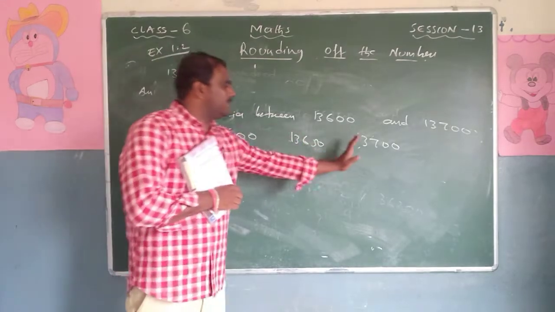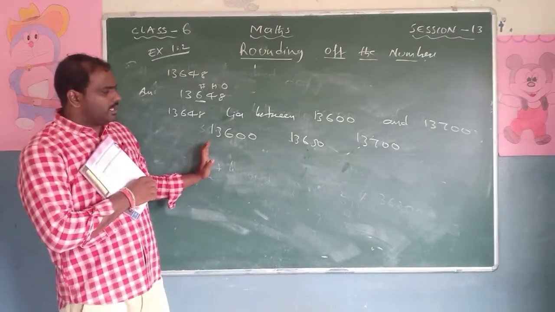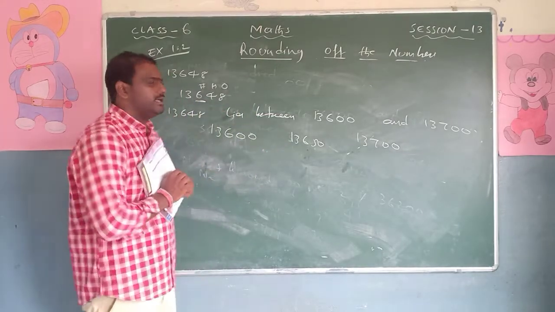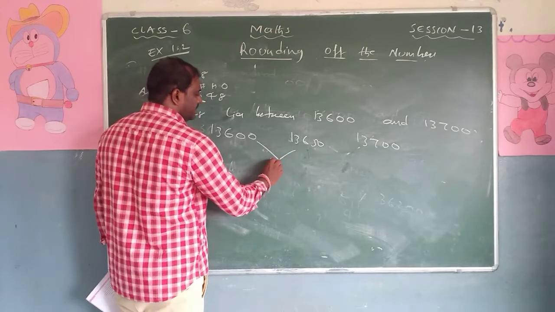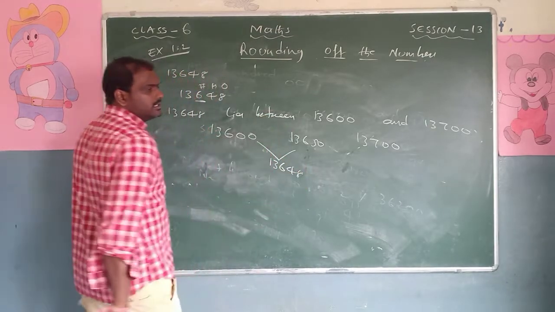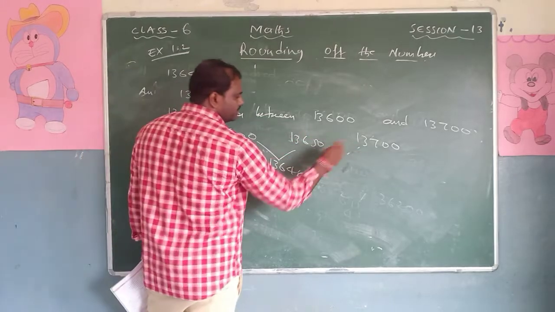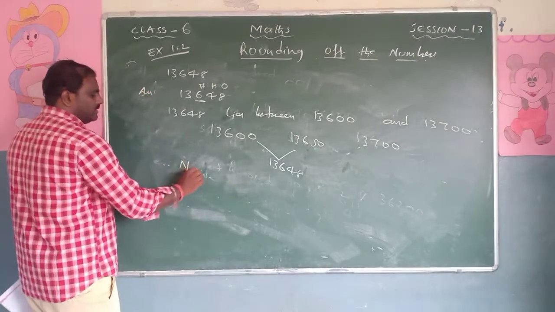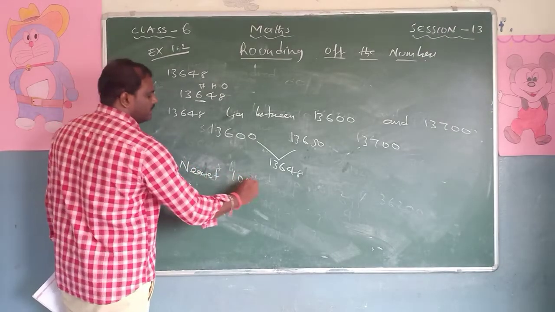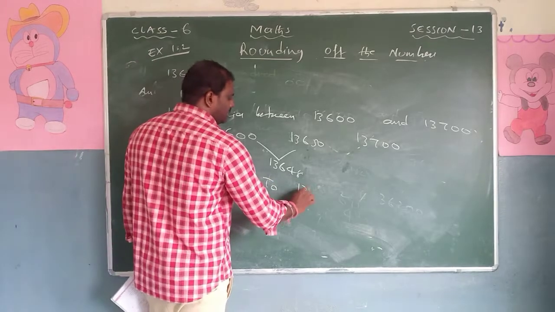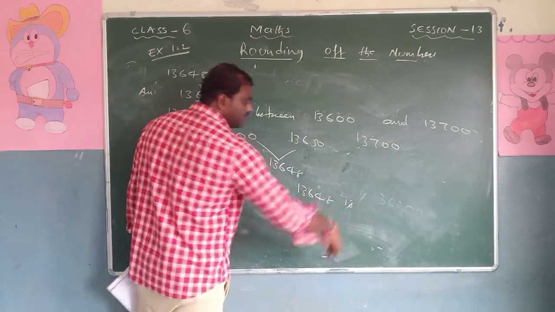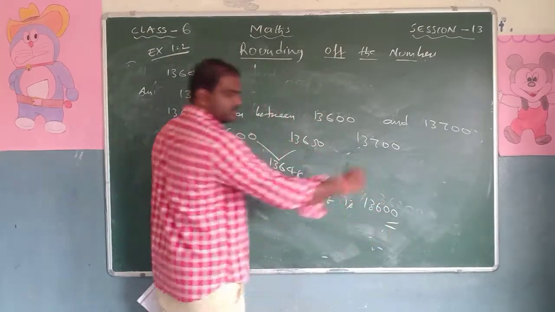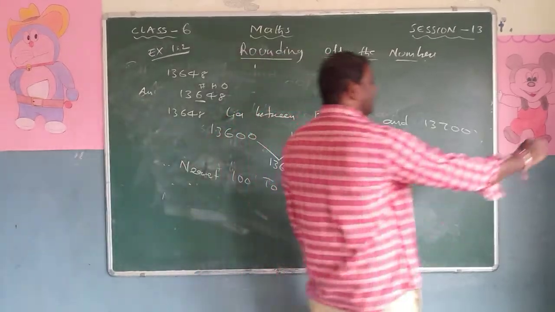This number will be more than this or less than this. Okay? 648, 649, 650. And the number lies here. 13,648. The number lies here, not after this, because it is 50, 51, 52. It is here. So therefore, what should I write? Therefore, nearest 100 to 13,648 is 13,600. This is the answer.